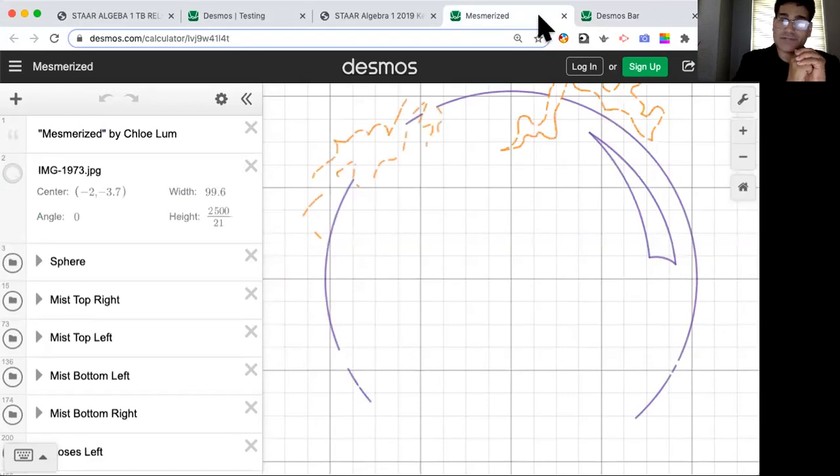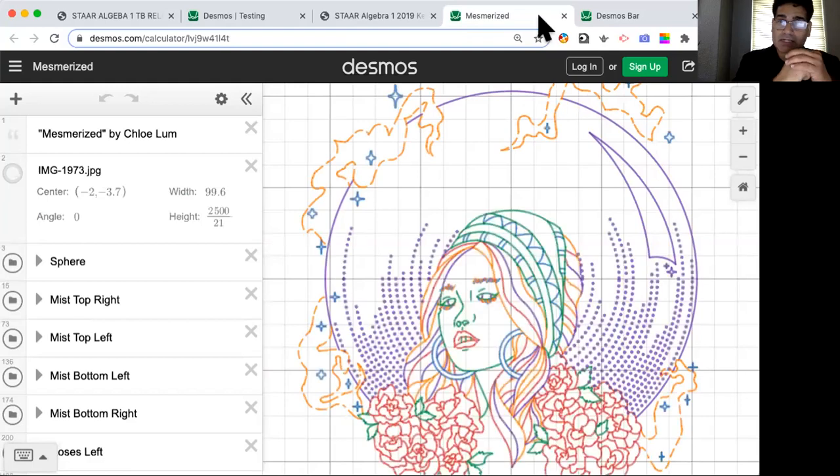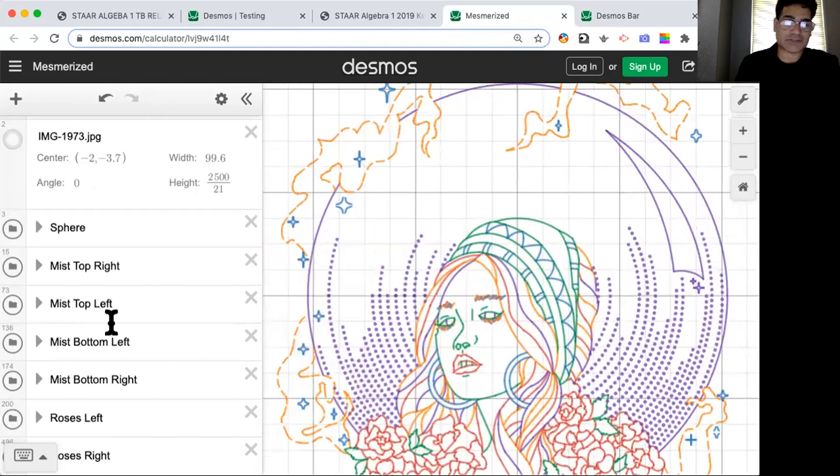We have a work of art called Mesmerized by Chloe Lum, and you can find those in the Desmos contest. Do a Google search for that. I will provide the link later. This is an example of what can be done by using equations, figures, and calculations in Desmos to create artwork. But we are going to go to something a bit more mundane, which is testing.